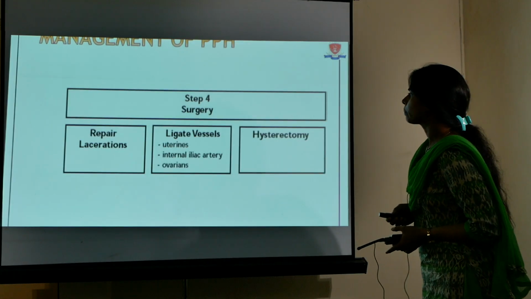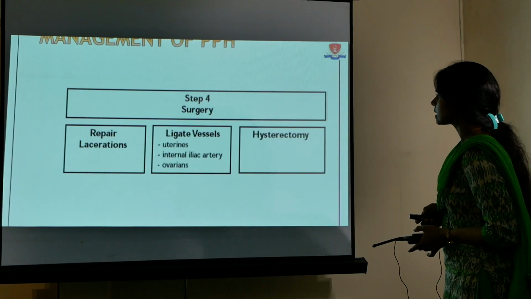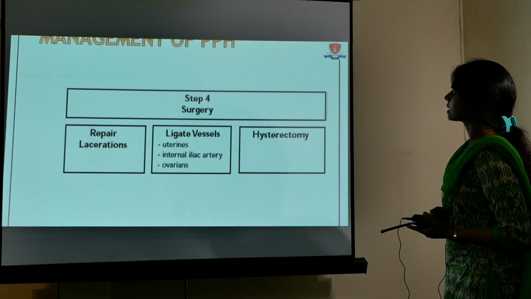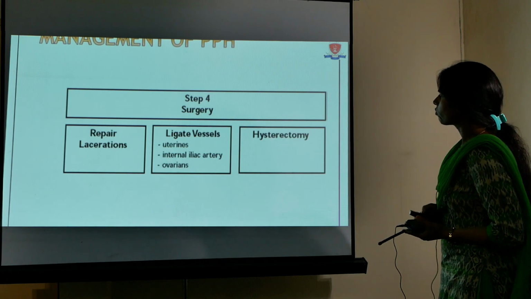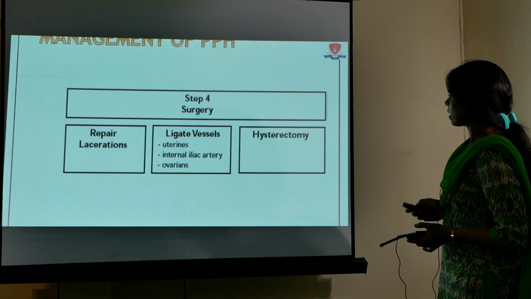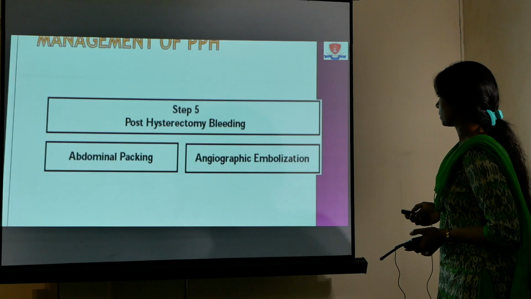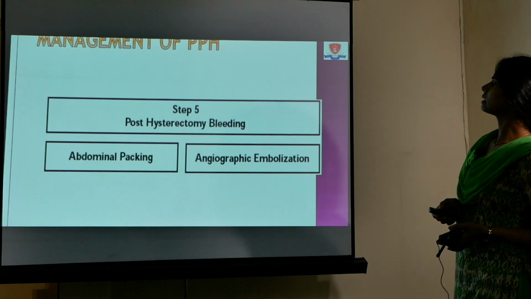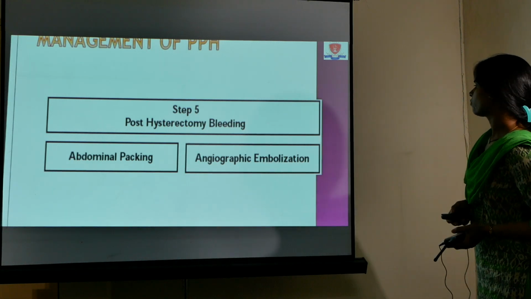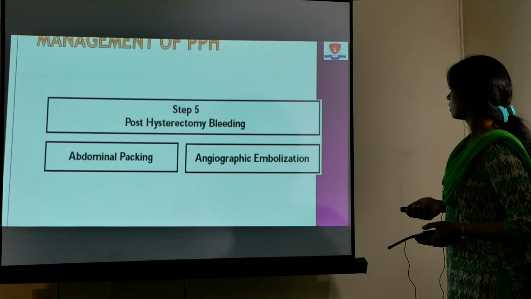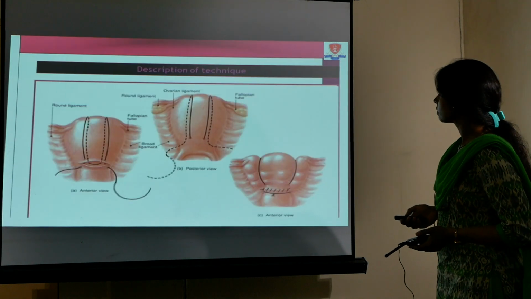Surgeries are to repair the lacerations and ligate vessels: the uterine vessels, iliac artery vessels, and ovarian arteries. And last is to go for hysterectomy. If bleeding occurs after hysterectomy, then abdominal packing and angiographic embolization of the uterine artery are done.